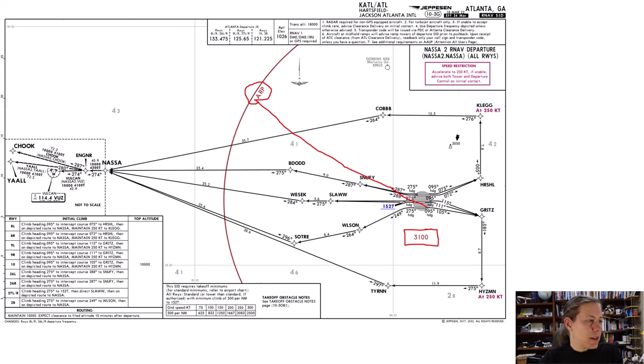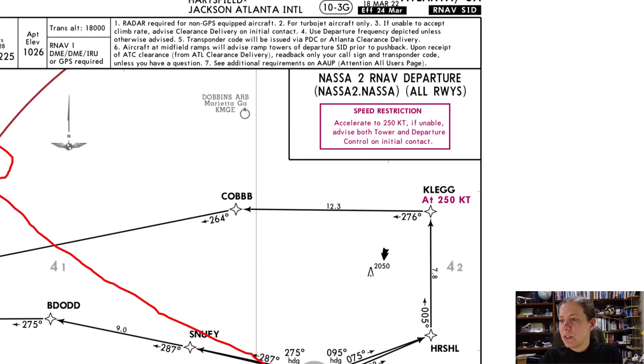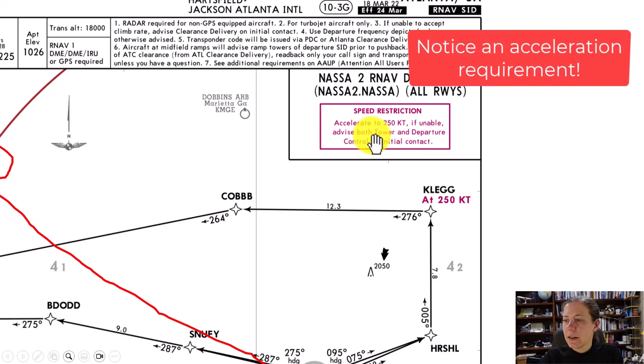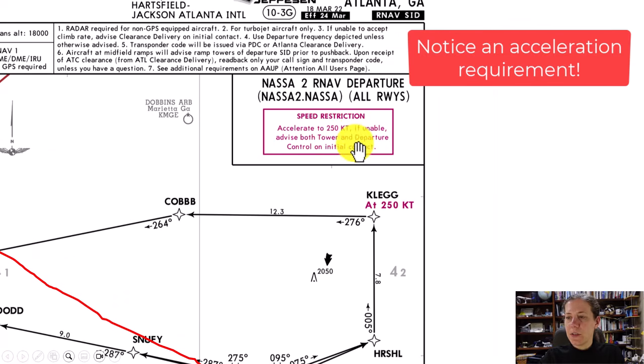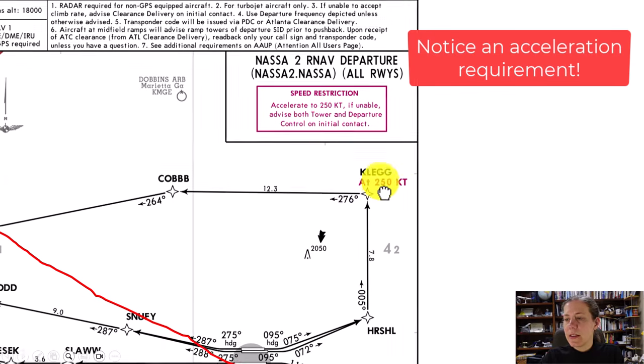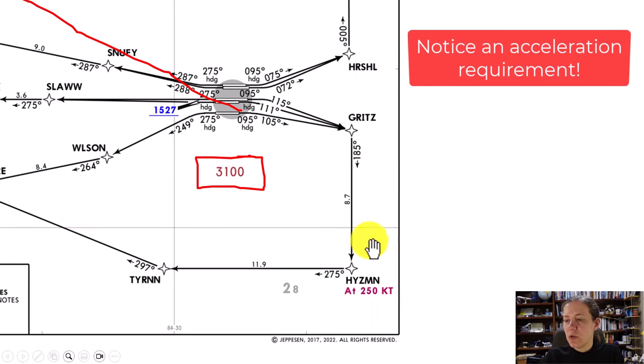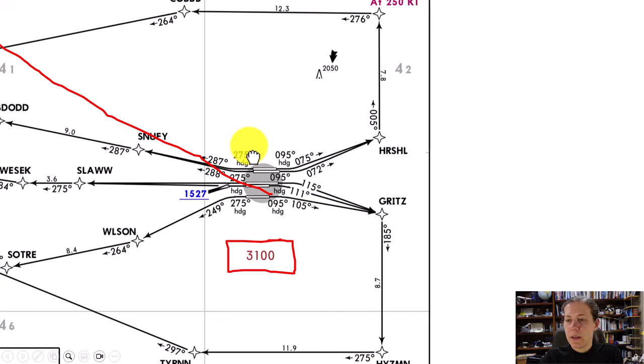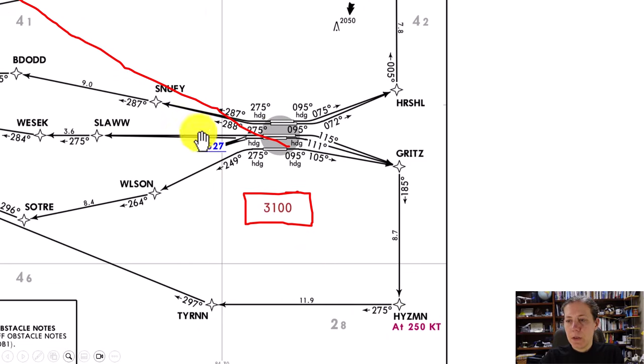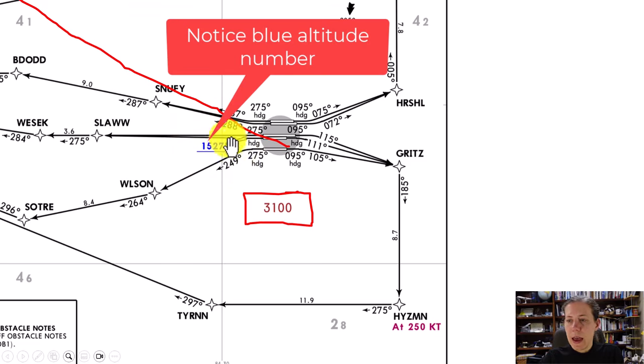This one also has an interesting requirement where actually you're required to accelerate quickly. Accelerate to 250 knots. If unable, you're supposed to tell tower and departure control. Cool. Because you actually see in red a speed requirement. So you need to be hitting these speeds as you get to these different waypoints. Another thing I found rather interesting is this number 1527 in blue right there, pointing at these two things.